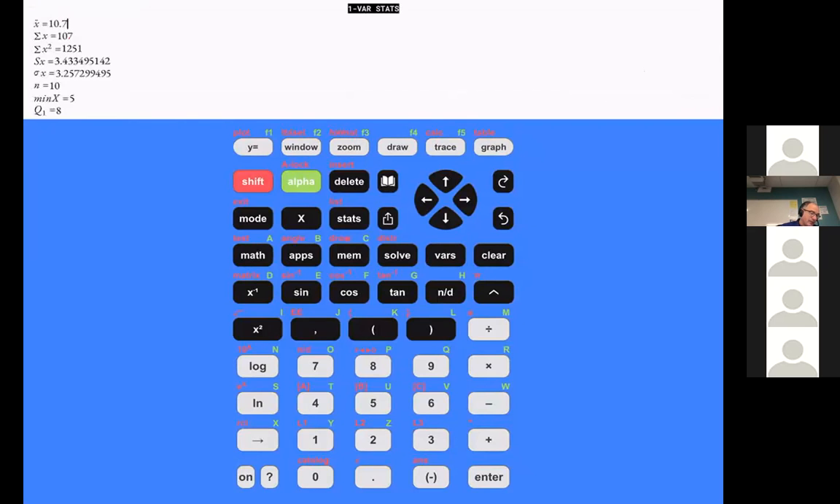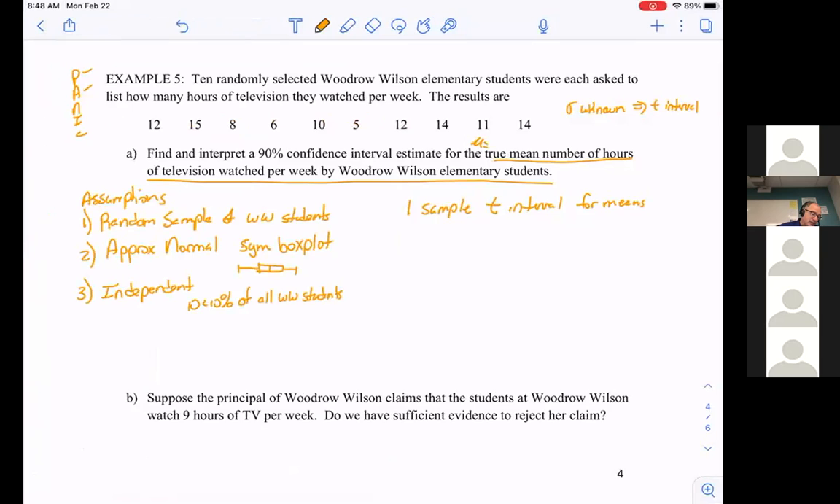So if I scroll back here, I could list all these pieces out, meaning x bar is 10.7. My sample standard deviation, Sx, is 3.43. My degrees of freedom, which I would need to know to construct my t interval, is n minus 1. N equals 10, so that means we're going to go with 9. And then the critical value is 1.83.